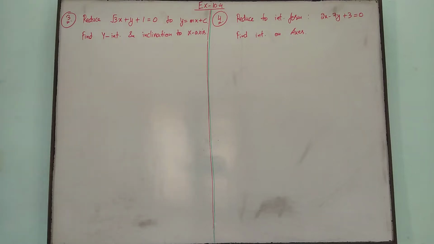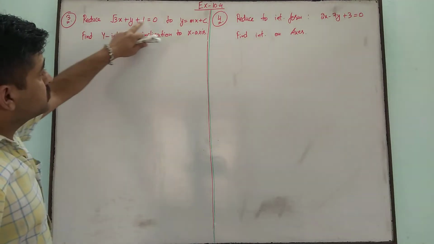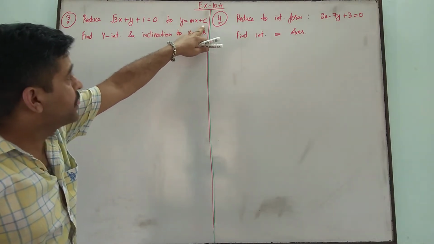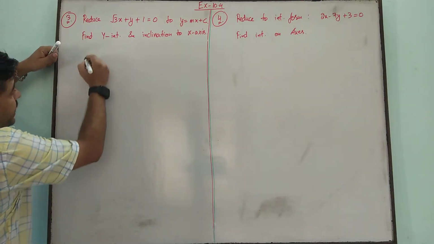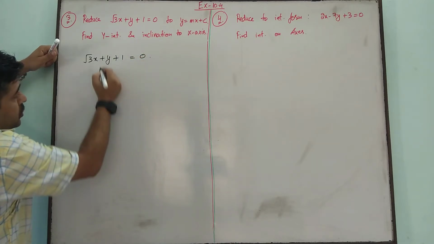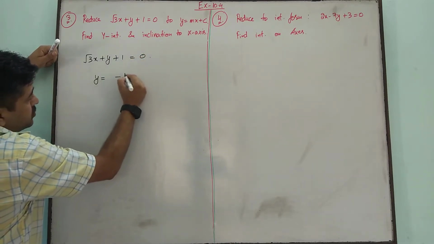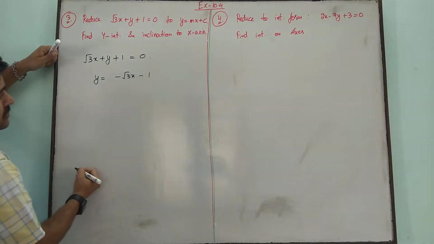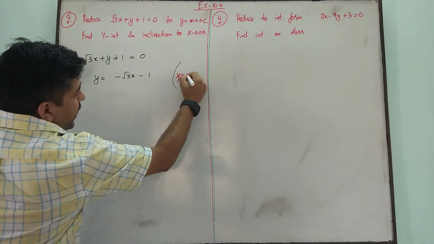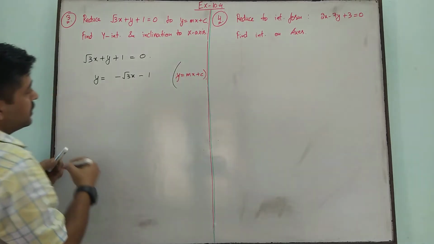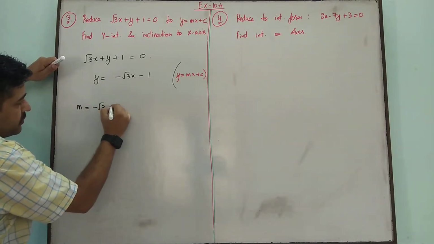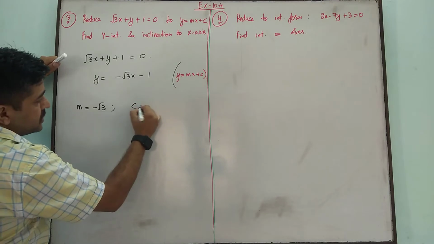Next we have exercise 10.4, third question. He said reduce this to y is equal to mx plus c, that means slope intercept form. So root 3x plus y plus 1 is equal to 0. So we got y is equal to minus root 3x minus 1. If you compare it with y is equal to mx plus c, then its m is equal to minus root 3 and its c is equal to minus 1.